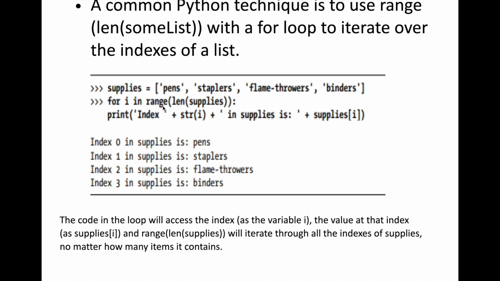See, for i in range, length of supplies. Instead of directly writing it as 4, I am passing the list as an argument. How am I doing this? By using the len function. See, length of supplies means what? Length always returns how many values there are in the list. So in supplies, how many values are there? 4 values are there. So length of supplies is equivalent to the value 4. Getting my point? Because 4 values are there.